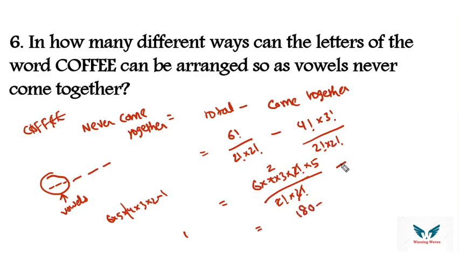Then minus 4 factorial into 4 into 3 into 2 factorial into 3 into 2 factorial by 2 factorial into 2 factorial, 2 2s cancel. So 4 3s 12, 12 3s 36. So 180 minus 36 is 144. That is our answer directly.